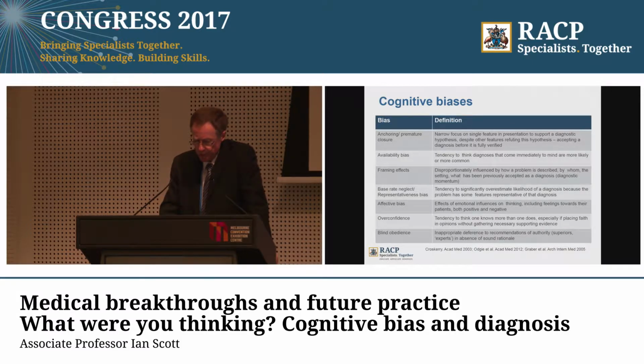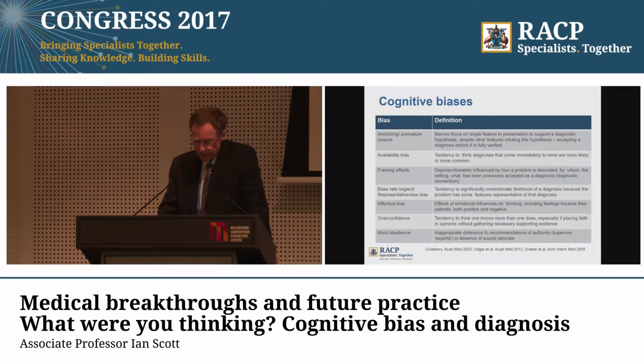Framing effects, being disproportionately influenced by how a problem is described, by whom, the setting, what has previously been accepted as a diagnosis, the diagnostic momentum. So people may be primed to think in a certain way simply by virtue of what the ED physician has told you, what is written in the chart in relation to past diagnoses which may not have been verified, etc. So we're framed to think in a certain way just by the way the problem is presented to us.